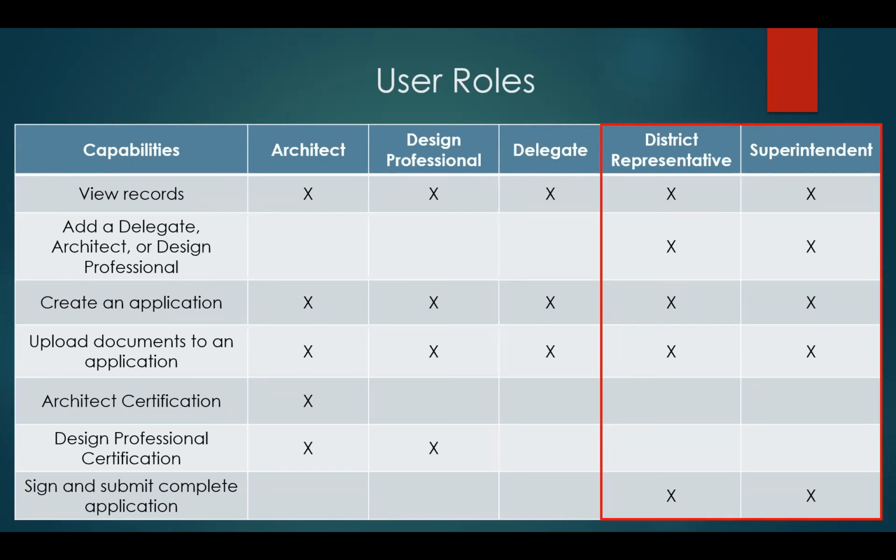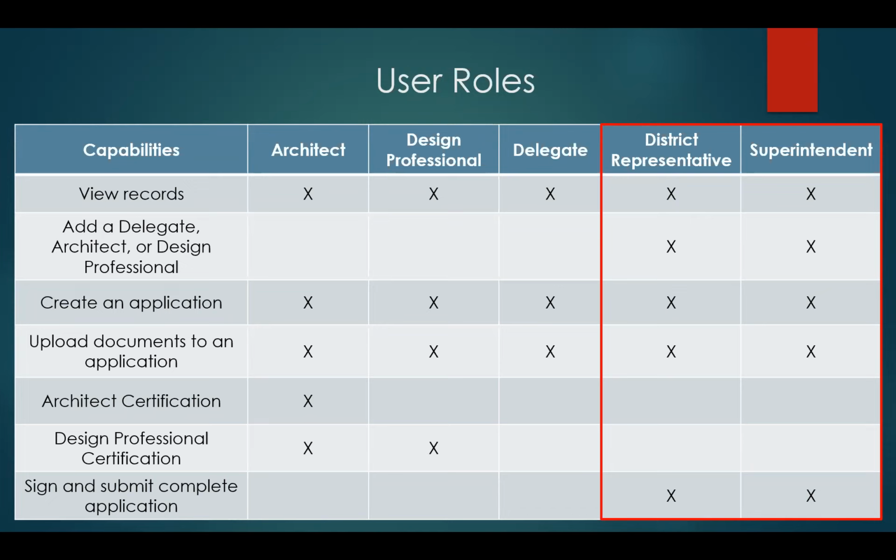And lastly, we have the district representative and superintendents who have the most permissions for a district. They can view records, add a delegate, add an architect or design professional. They can create applications, upload documents to an application, and sign and submit applications. The only thing they can't do is certify to the architect and licensed design professional sections, but they can assign appropriate professionals to those roles to do so.